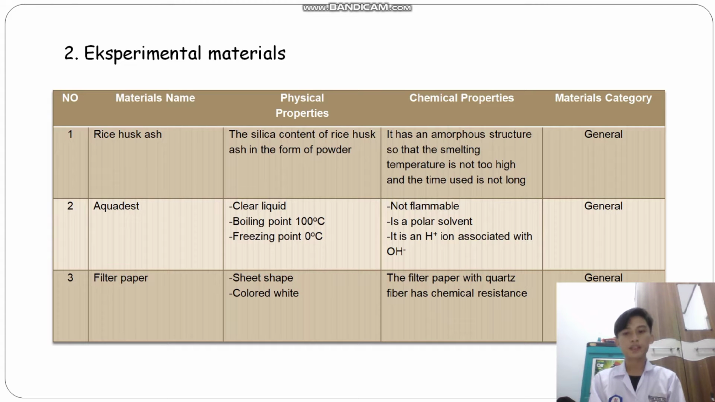Material category general. Number 3, filter paper. Physical properties: sheet shape, colored white. Chemical properties: the filter paper with quartz filter has chemical resistance. Material category general.